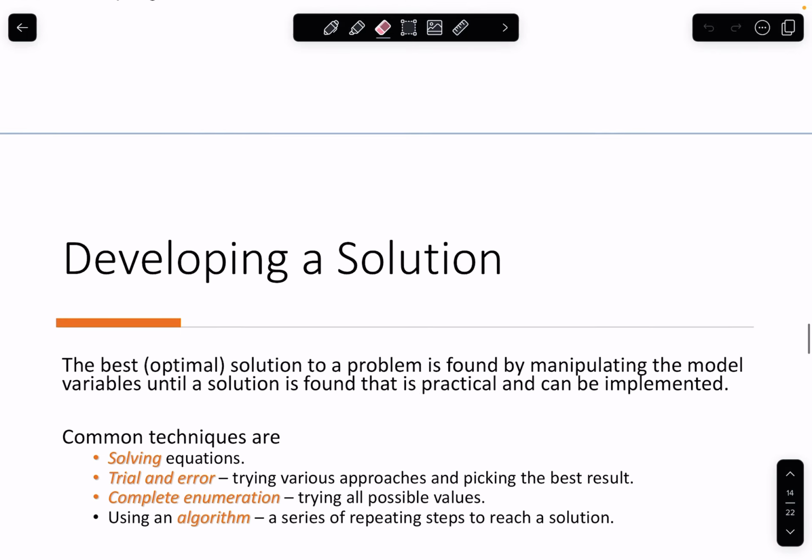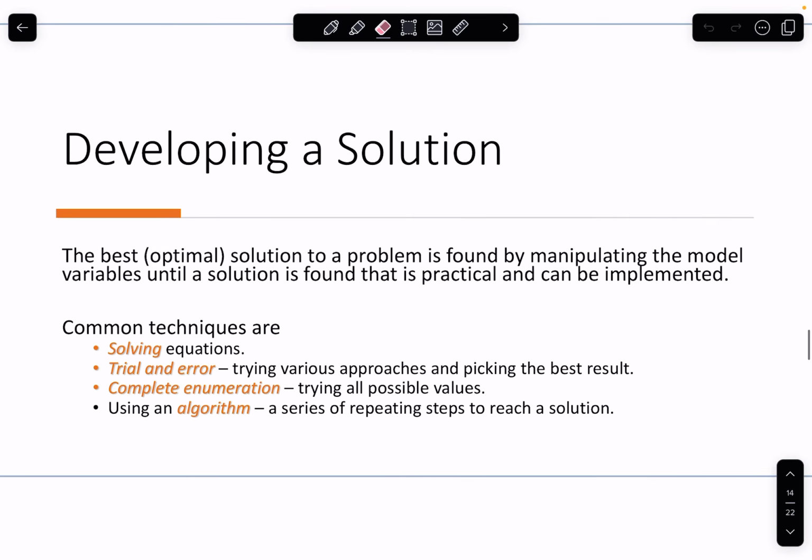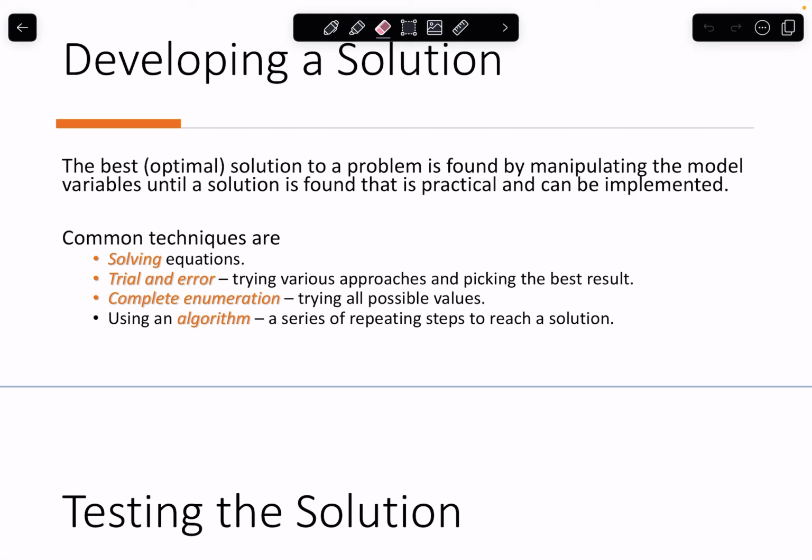And once we were able to acquire the data, we are going to develop a solution based on the mathematical model that we had. The best or the optimal solution can be arrived at through different techniques. We could solve equations. Once we have all the data, we can do trial and error. If we are having difficulty creating the mathematical model, we can do trial and error.